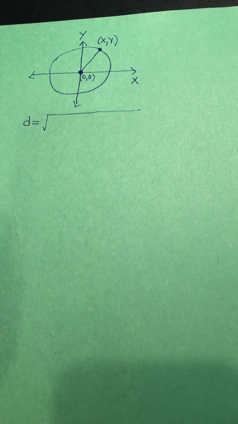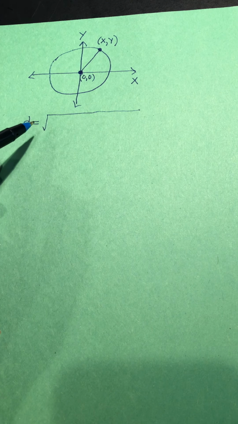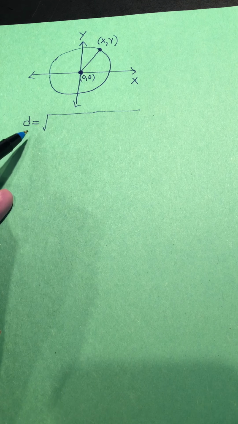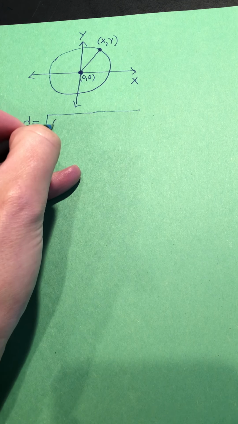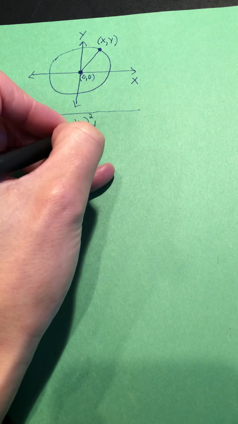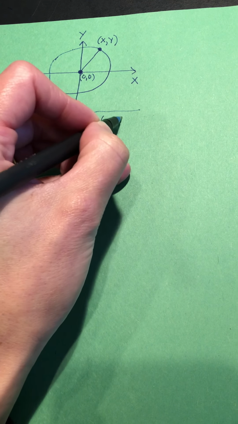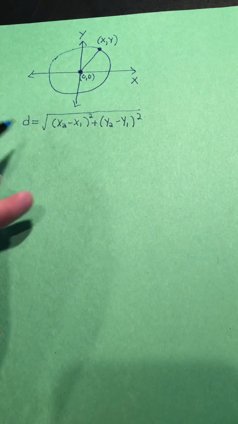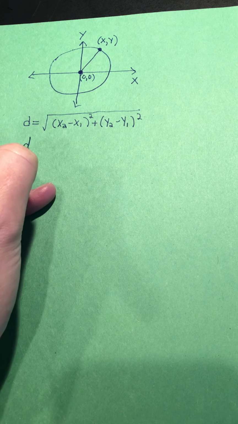So we should know this by now. We've seen it in all of our other derivations, right? We used it to derive the law of sines, the law of cosines. It's a very powerful formula. So this is the square root of the quantity x2 minus x1 squared plus the quantity y2 minus y1 squared. All right, so let's plug in our values, okay?